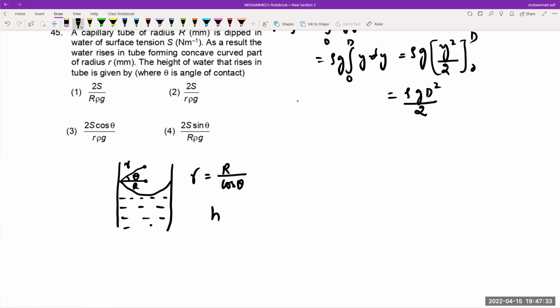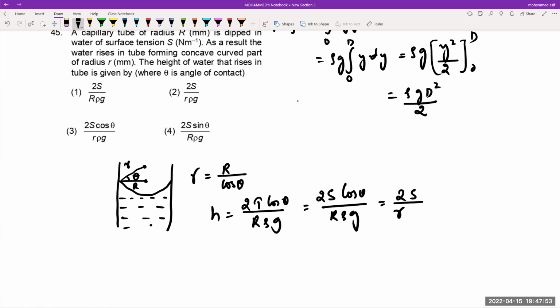एंड h का फॉर्मूला क्या हो जाएगा? h इज इक्वल्स टू 2 इंटू टी इंटू योर कॉस थीटा डिवाइडेड बाय आर रो इंटू जी. यहाँ पर सरफेस टेंशन एस से रिप्रेजेंट करा है, तो 2 times of your s into your cos theta divided by r rho into g. यानी that will be equal to your capital R into your cos theta can be written as small r. यानी ये हो जाएगा 2 times of your s divided by r rho into your g. Isn't it? Second option will be the answer.